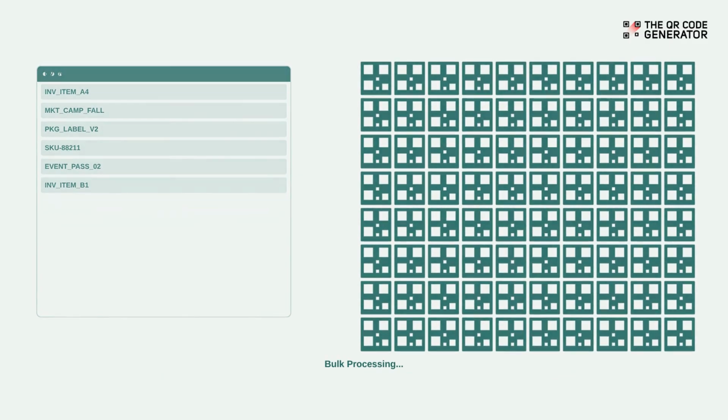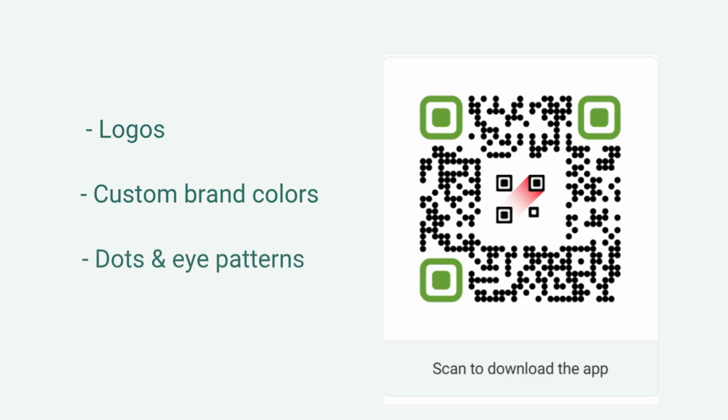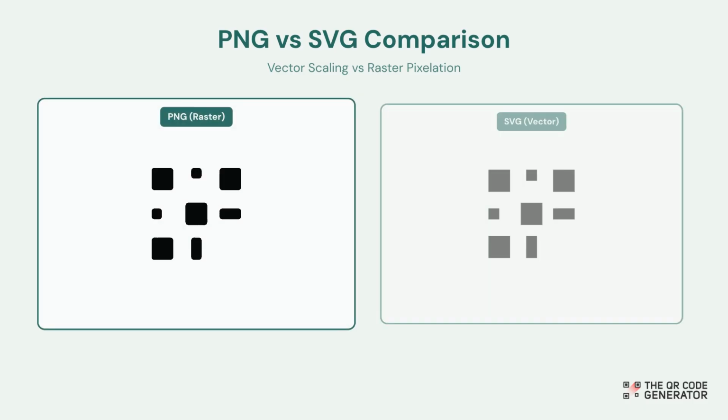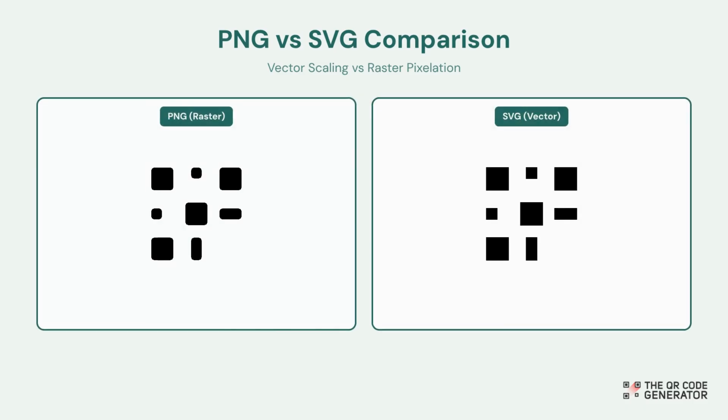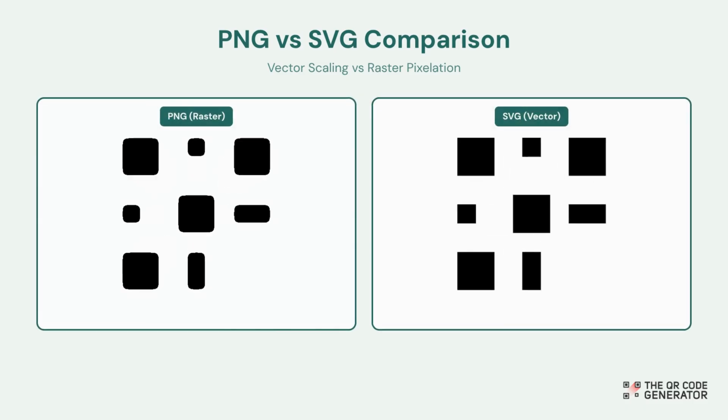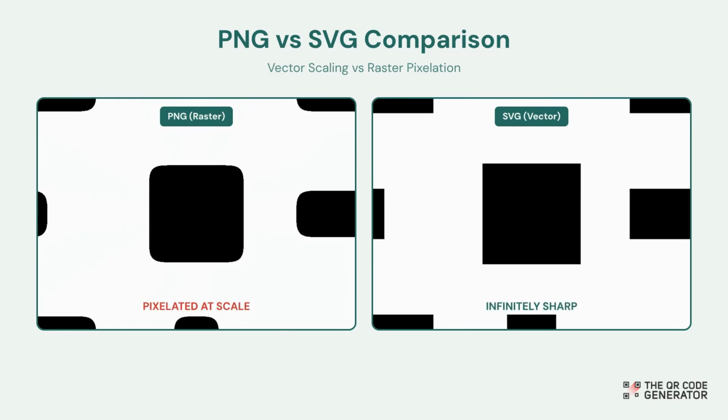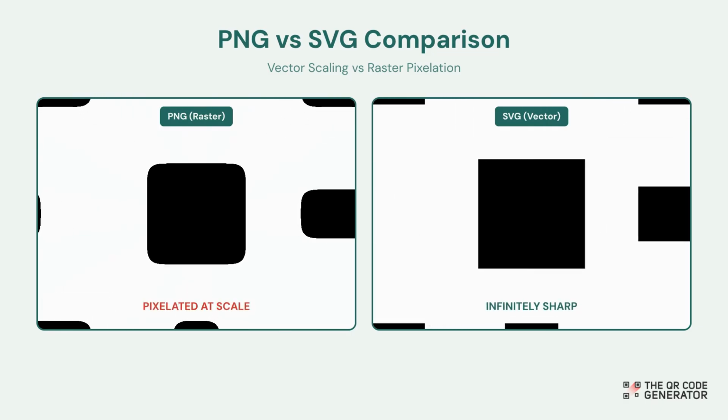It also supports bulk QR code creation, making it easier to generate large numbers of codes for packaging, events, inventory, and marketing campaigns. On the customization side, you can add your logo, apply custom brand colors, choose dot and eye patterns, and add a call to action frame with text. Downloads are available as high-resolution PNG for digital use and as SVG and EPS vector formats for professional print materials that scale to any size without pixelating.